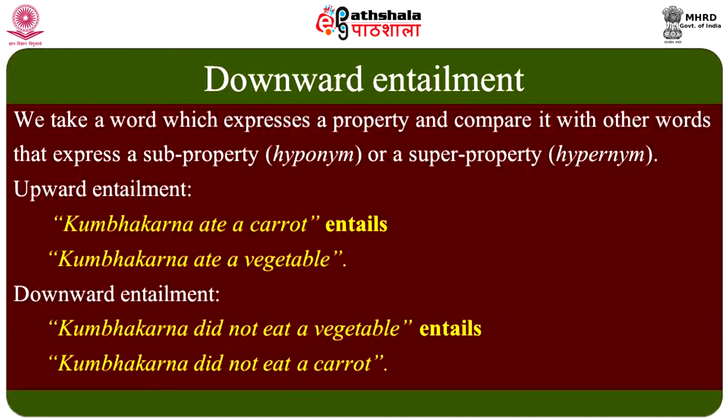The logical feature of not, the most basic of NPI licensors, is that it reverses this inference pattern, creating entailments from properties to subproperties. And this is called downward entailment or downward monotone. For example, Kumbhakarna did not eat a vegetable entails Kumbhakarna did not eat a carrot.